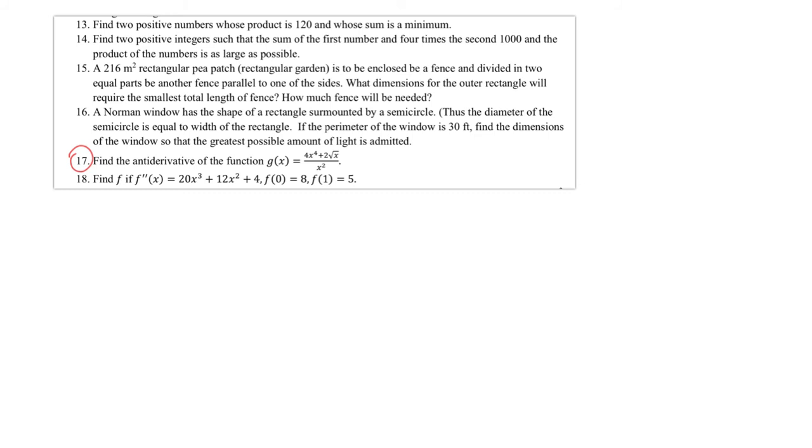Okay, problem number 17. Find the antiderivative of that function right there. So this is the first time, at least on this review sheet, where we are being asked to find an antiderivative. And let's set it up. So it would be this. I can already see where this one's going to be going.